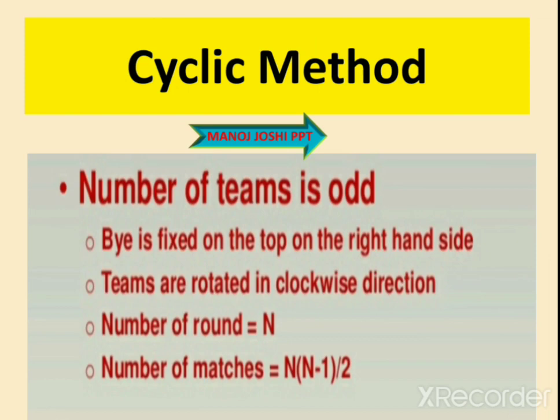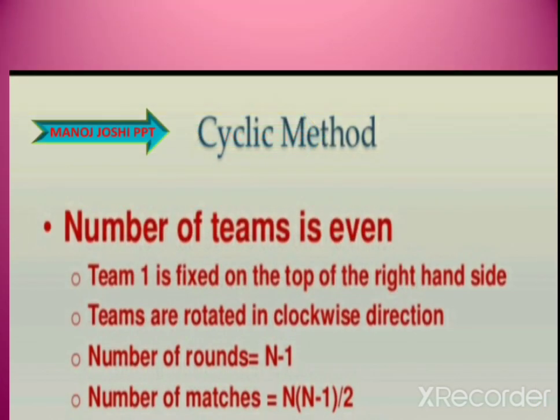So we will see if the number of teams is even, say 6 teams. Team 1 is fixed on the top of the right hand side. Remember, I will tell you when I show you the fixture. Teams are rotated in clockwise direction. The number of rounds will be n minus 1 in case of an even number of teams. And the number of matches in a league tournament is calculated by the formula n into n minus 1 upon 2, where n is the number of teams. So these are the formulas we have to remember.